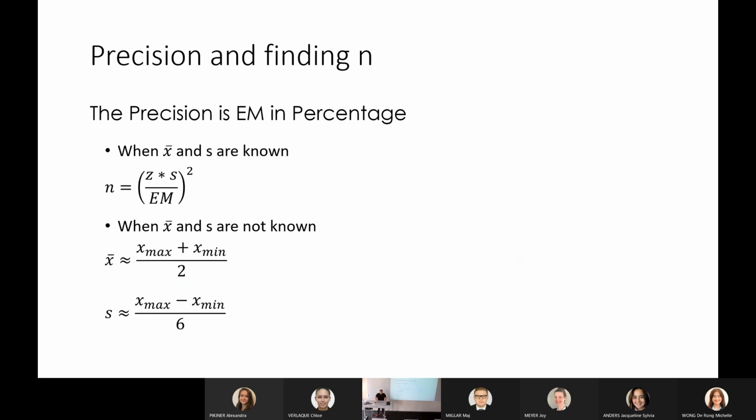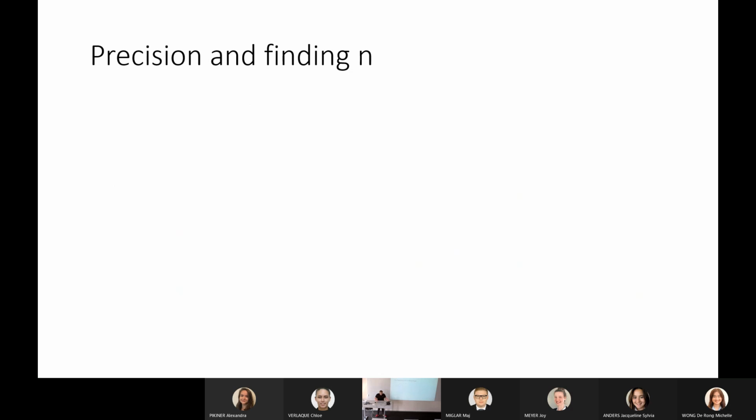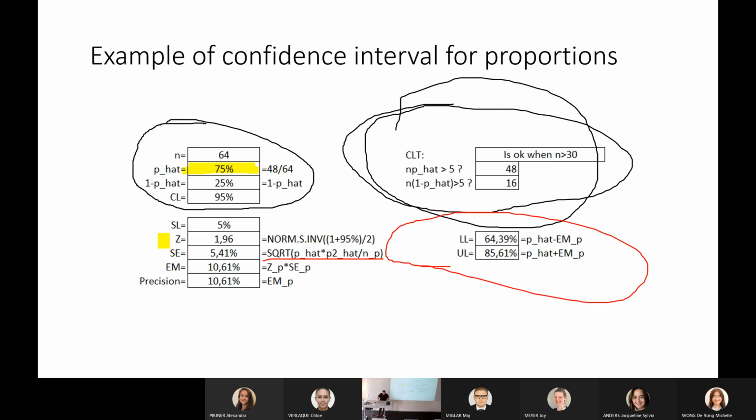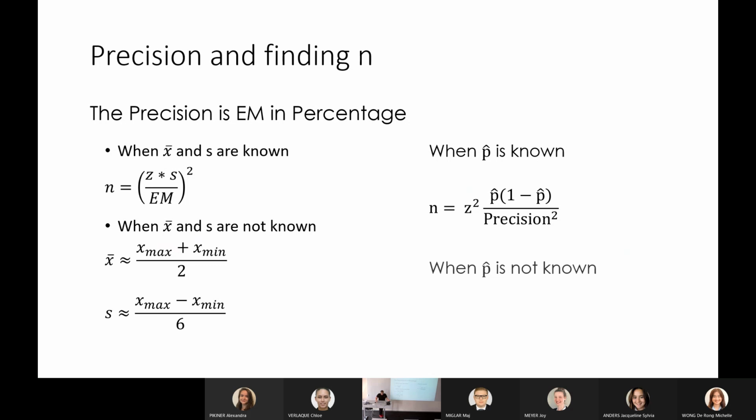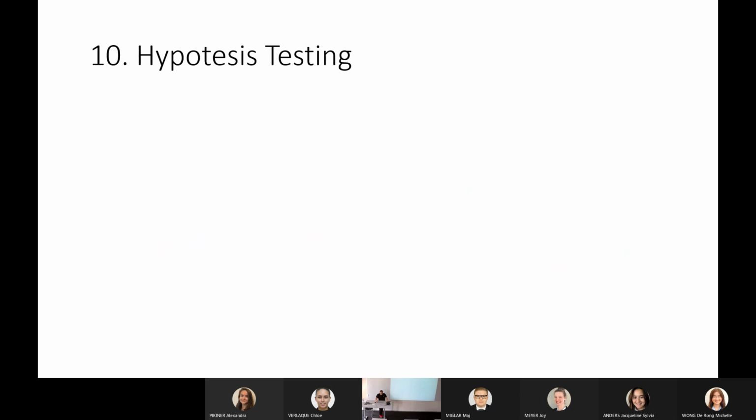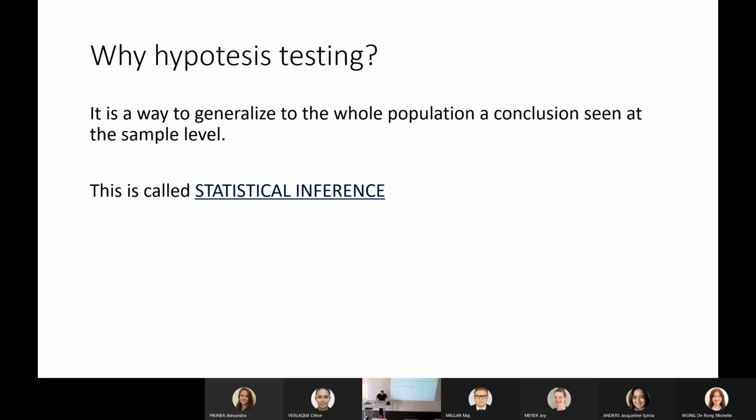So here just a bit about precision and finding n. Precision in proportion is very simple. It's exactly the same as error margin. As I told you, when p is known, then it's exactly the same as an error margin.